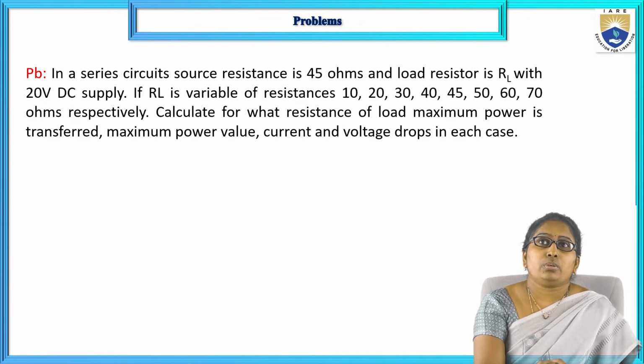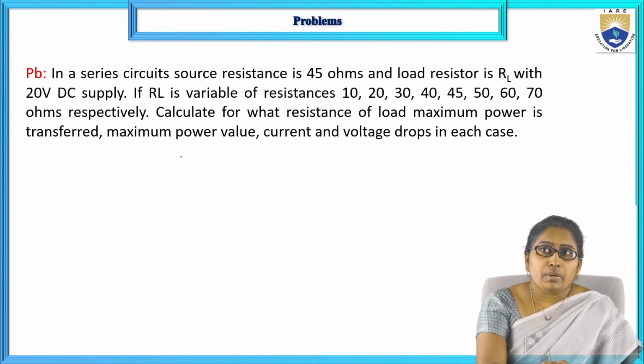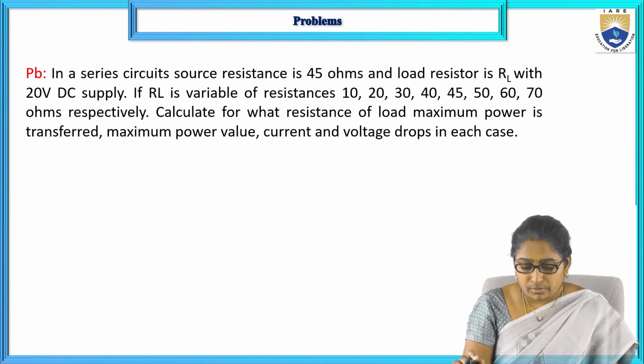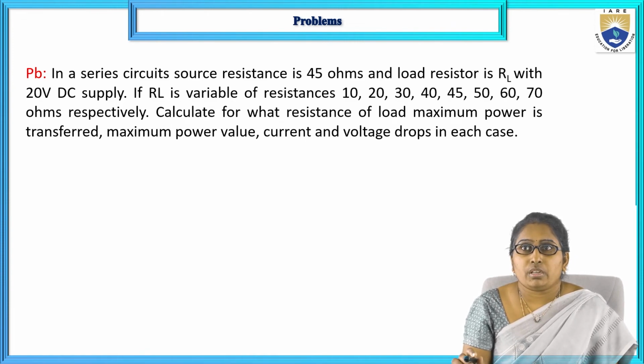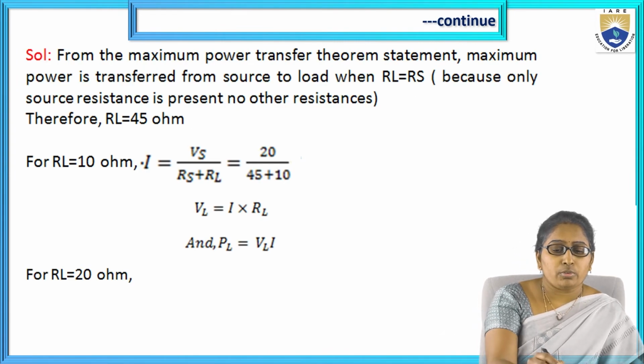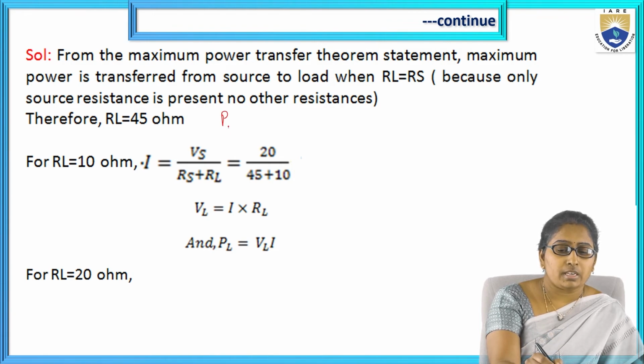So maximum power means, here, how to calculate it actually. That is from the previous step only. How do we calculate? P max is equal to VTH square by 4 RTH.